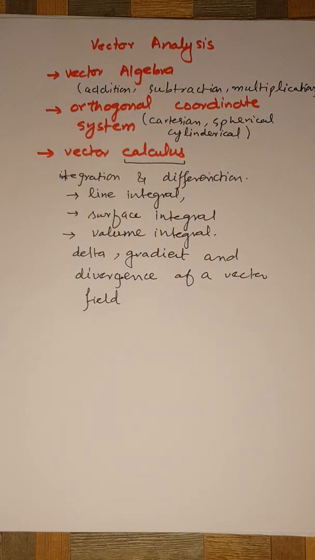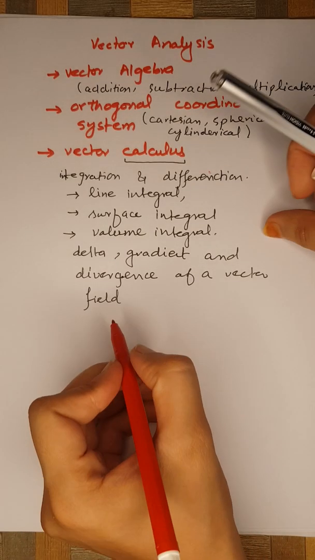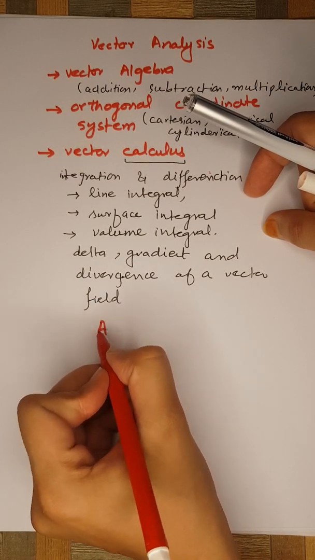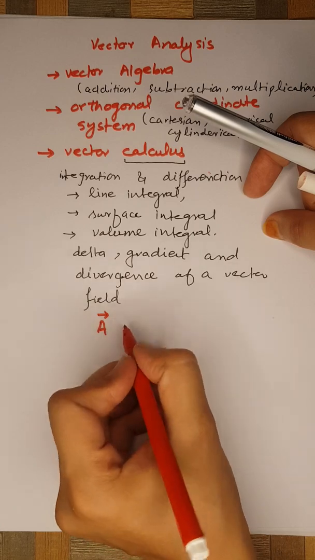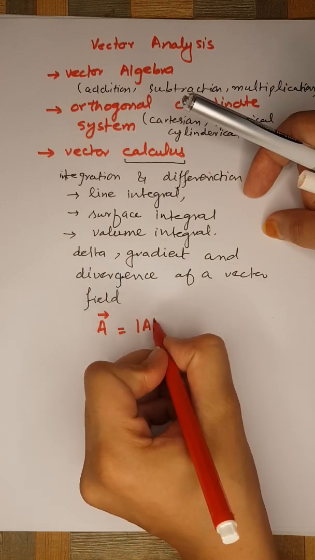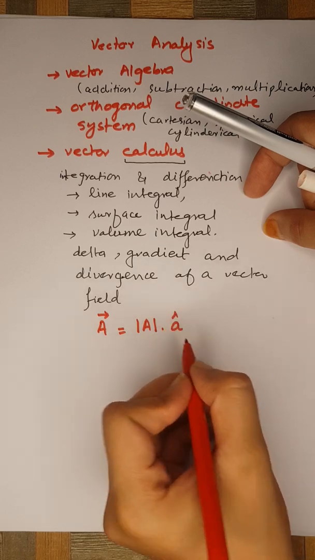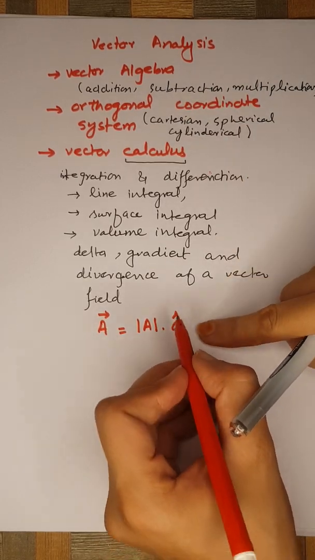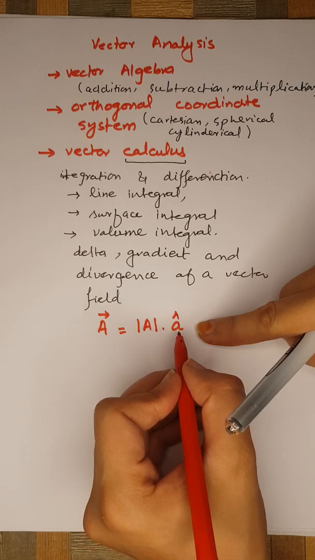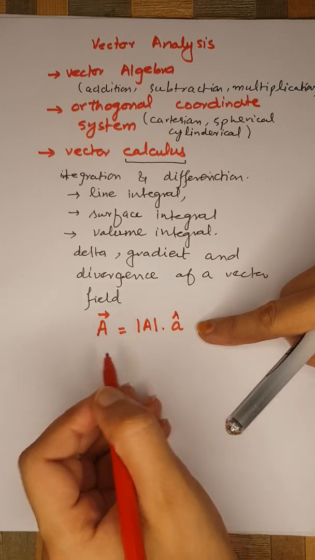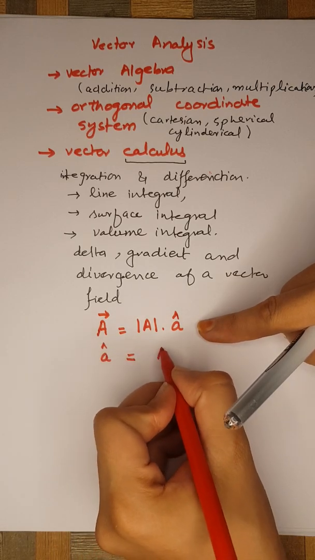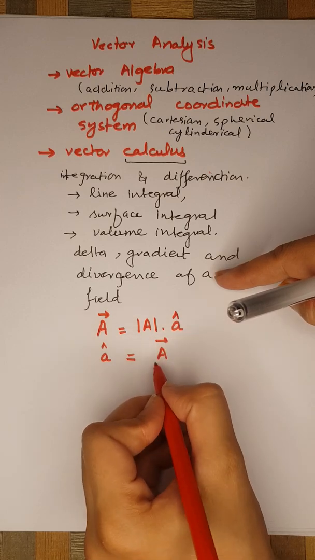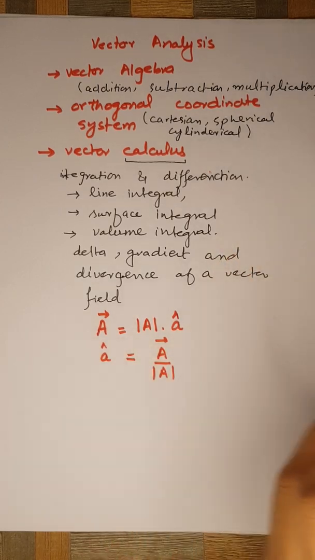Let's start with the definition of a vector. So how is a vector represented? A simple vector is represented by a bold-faced character A with an arrow on top of it, and this is equal to the magnitude of A times the direction of A. This small vector with the cap on it represents the direction of this particular vector A. So if you are interested in determining the direction of a vector, you divide the given vector by its magnitude. Alright.